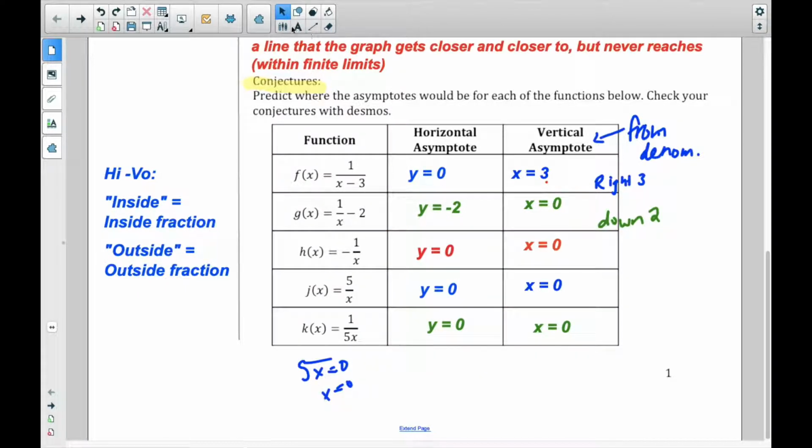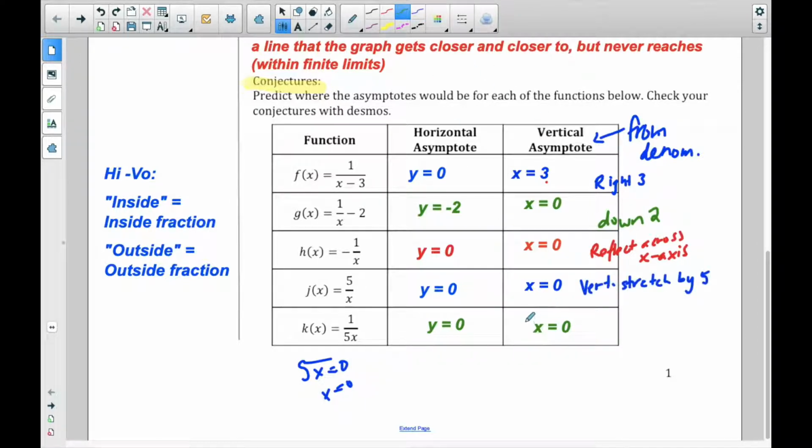Let's talk about transformations again. As far as transformations go, this example, negative 1 over x, what is it going to do? It's going to reflect it across the x-axis. This 5, what we've done is we've taken the parent function and multiplied it by 5. That means it's a vertical stretch by a factor of 5. This next one, we've multiplied it by 1/5. That still means it's vertical, except this time it's going to be a vertical shrink by a factor of 1/5.